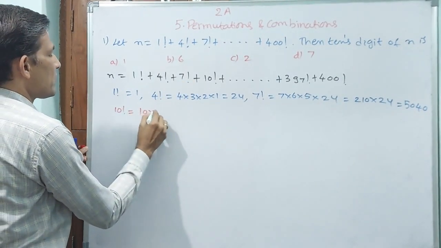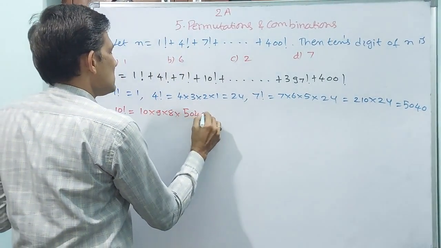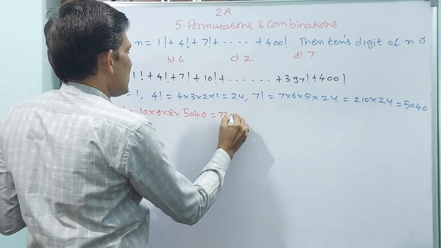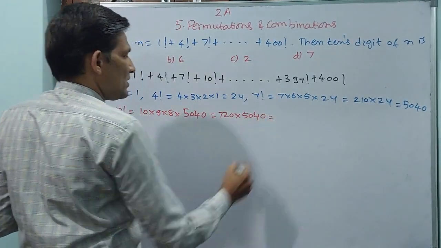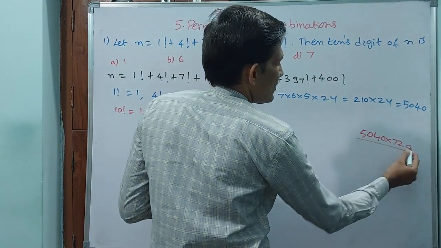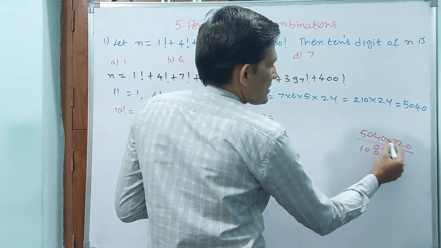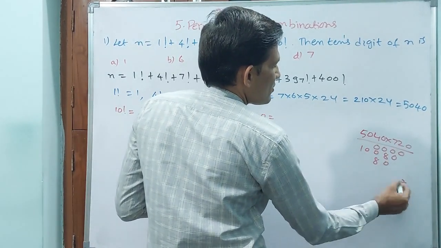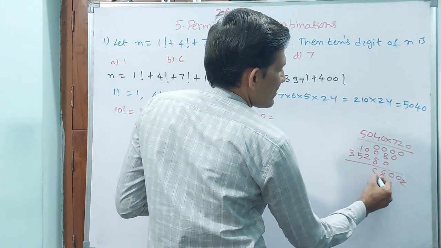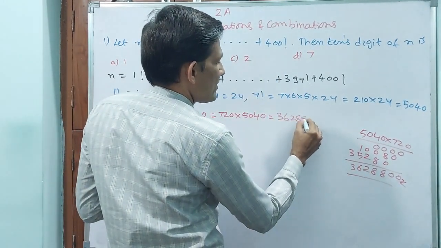10 factorial is equal to 10 into 9 into 8 into 7 factorial. 7 factorial means 5040. 9 eights are 72, that means 720. So 720 into 5040. Let me write the calculation here: 0 times anything is 0, 2 times 2 is 4, 2 times 5 is 10, 7 times 4 is 28, 7 times 5 is 35, and so on. That means what will come here? 3628800.